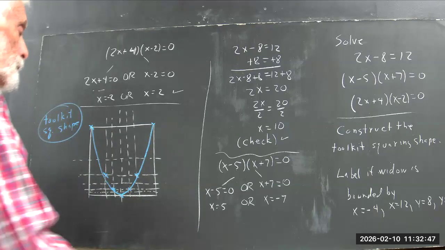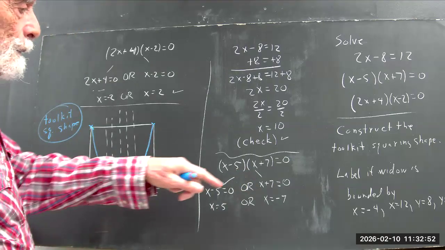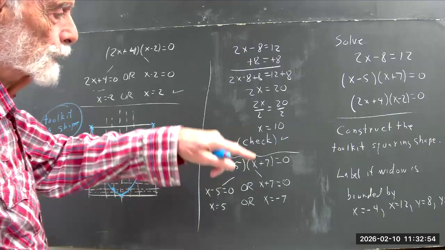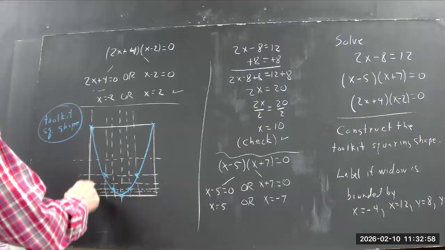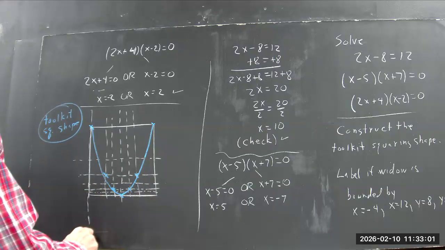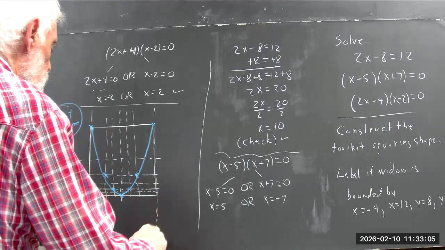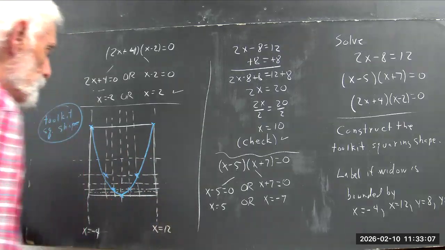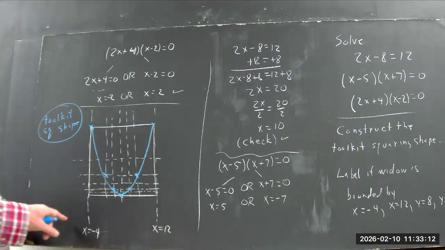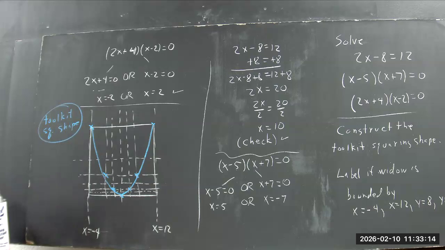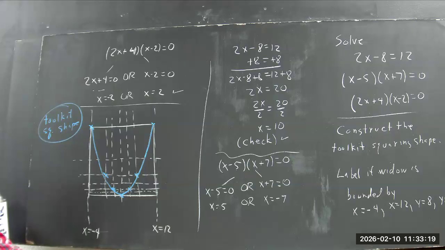Then we're labeling it. If the window is bounded by x equals -4, x equals 12, and so forth, well, that means that this line here is x equals -4. This line here is x equals 12. So without doing the y lines, I'm just going to label all the x construction lines. You see, we've got 1, 2, 3, 4, 5 lines here that need to be labeled.